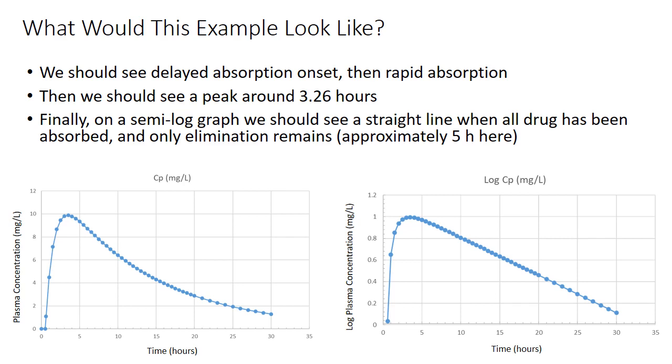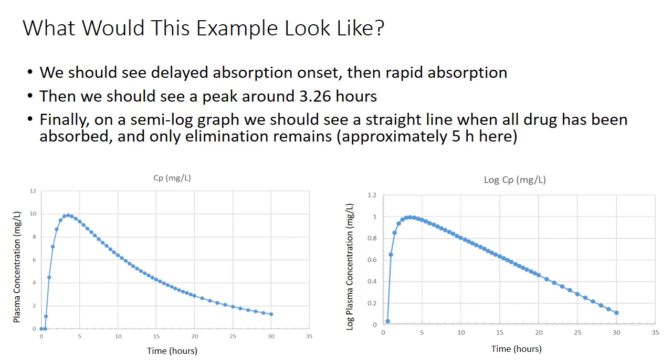Again, we should see a delayed absorption onset because remember we put that lag phase in. Then we should get rapid absorption, and then we should see a peak around 3.26 hours. And remember, it should be below 10. We said our plasma concentration, Cmax, should be less than 10 milligrams per liter. And that would be on the left there. That is an actual linear plot.